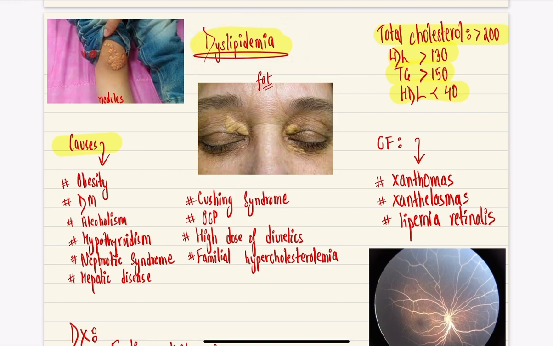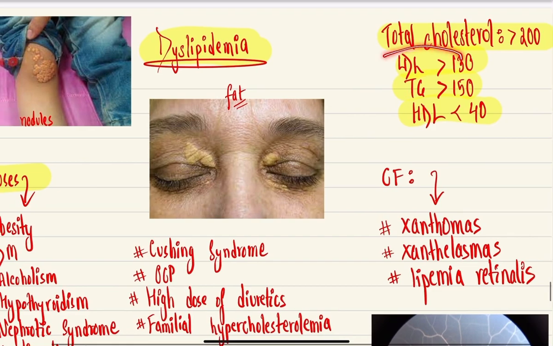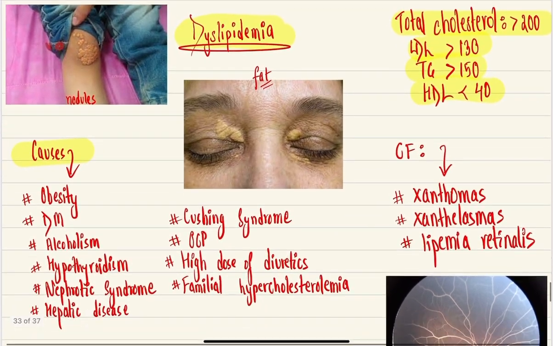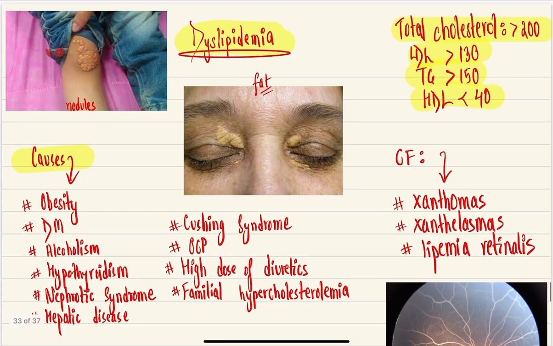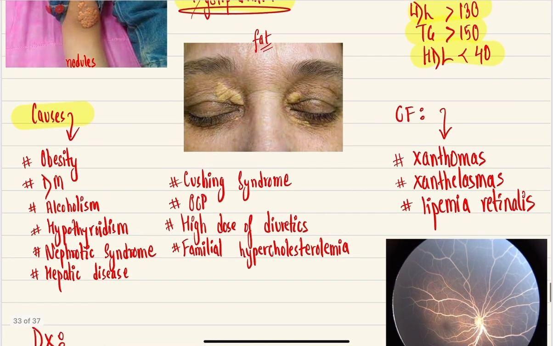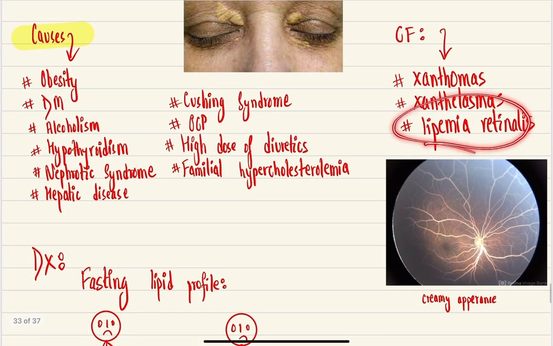Dyslipidemia is the clinical condition in which levels of lipids are deranged in the body, like total cholesterol more than 200, LDL (low density lipoproteins) more than 130, triglycerides more than 150, and HDL less than 40. We can see some of the features like xanthomas in the knee, xanthelasma around the eyes, which is deposition of fat, and lipemia retinalis, the creamy appearance of the retinal vessels.